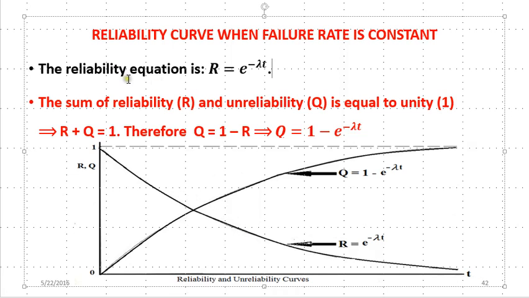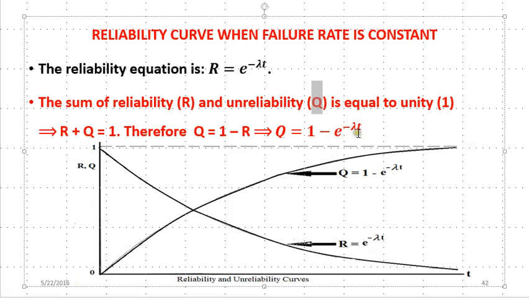And the reliability of a component will be represented by this letter R, the unreliability of the component by letter Q. So the summation of reliability and unreliability is equal to 1, meaning my unreliability is 1 minus what? The reliability. That is, Q is equal to 1 minus exponential minus lambda t.